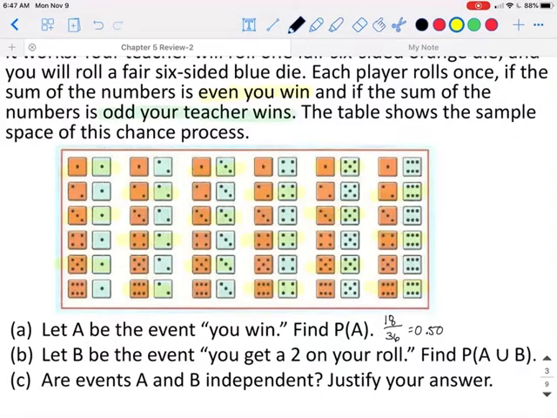Now, we know that you are rolling the blue die. So the probability that you roll a 2 is just here. So we know that that is 6 out of the 36.